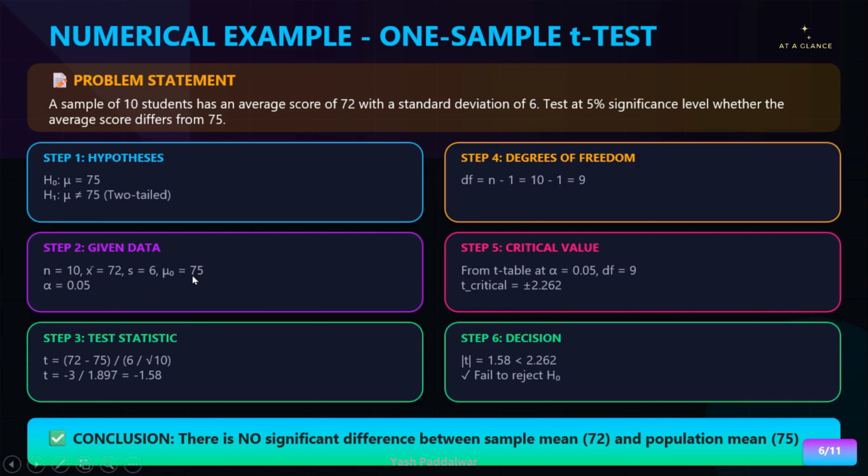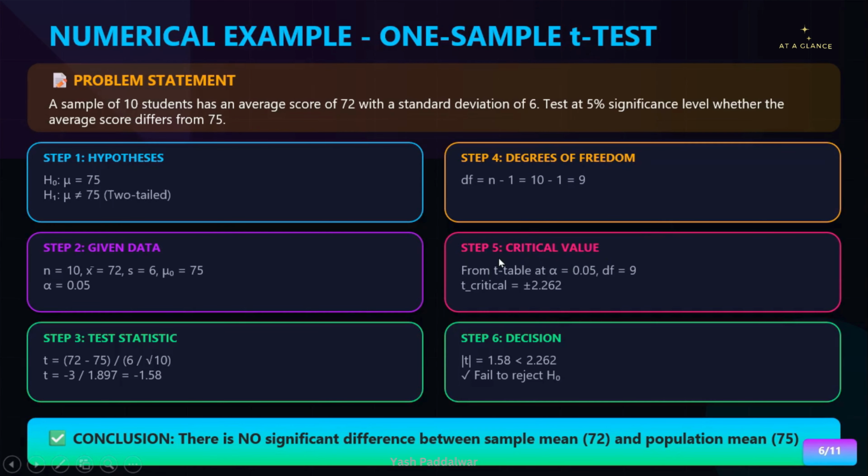Step 3 is to put all these values in the formula and get the value of t. If you put all these values accurately in the formula, we get the t value as minus 1.58. Step 4, which is a new step in this particular t-test computation, is to calculate the degrees of freedom. So degree of freedom is n minus 1, which is your sample size 10 minus 1, which is 9. So your df is 9 degrees of freedom.